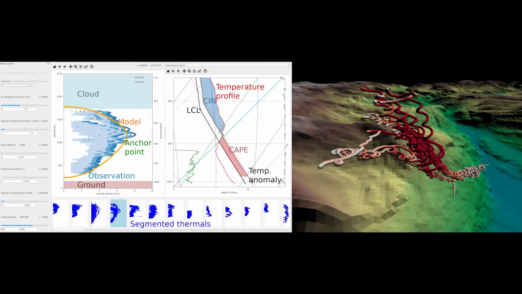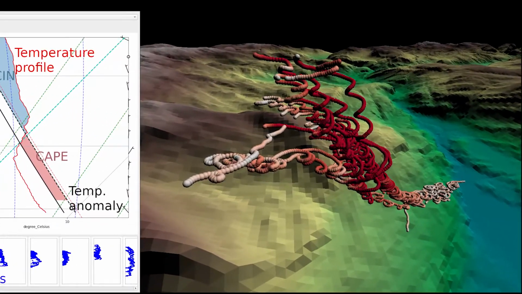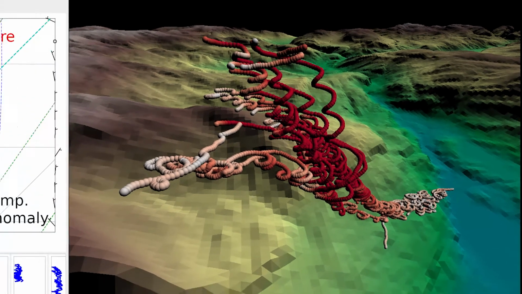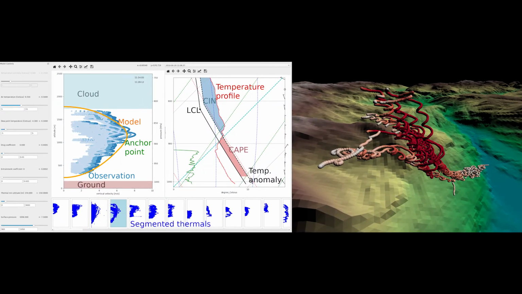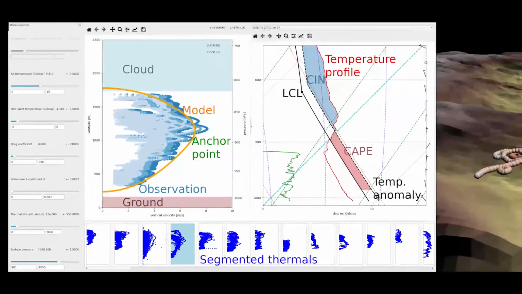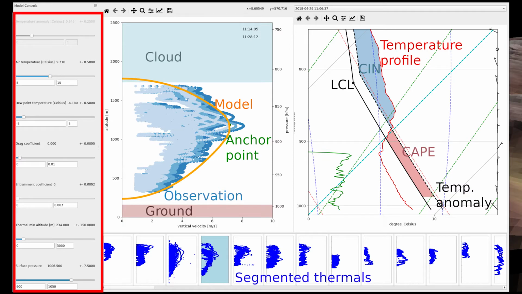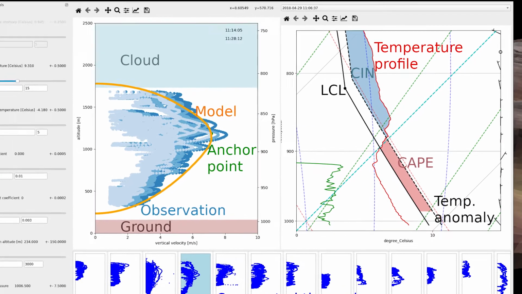In order to analyze and verify the behavior of the model, we've implemented a visual exploration tool. It consists of several parts. First one is the 3D view, where you can inspect the segmented thermals, and the analytical view, where the model can be analyzed. The model has 7 free parameters that the domain expert would adjust.